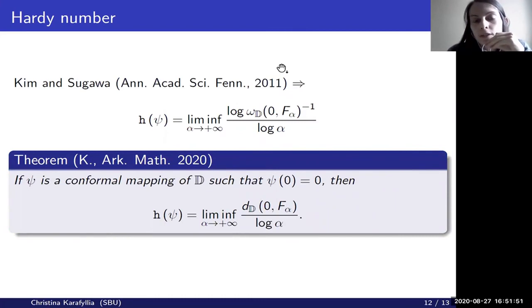When in the start of the talk, I told you that it's difficult to compute the Hardy number in general, but in case of conformal mappings, Kim and Sugawa proved that the Hardy number is given by this lim-inf. Again, in this lim-inf is involved the harmonic measure we studied previously. And it is also proved that the Hardy number can be given by this lim-inf, where this time, instead of harmonic measure, we have to estimate the hyperbolic distance.